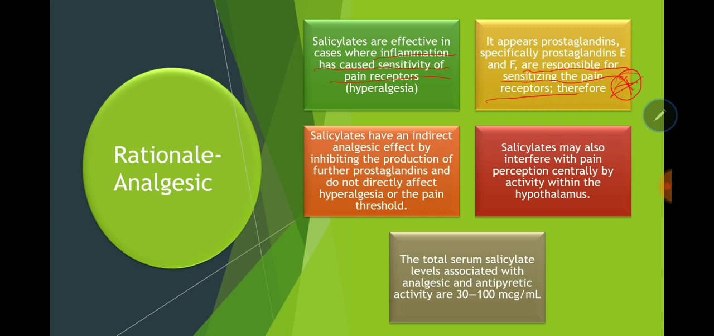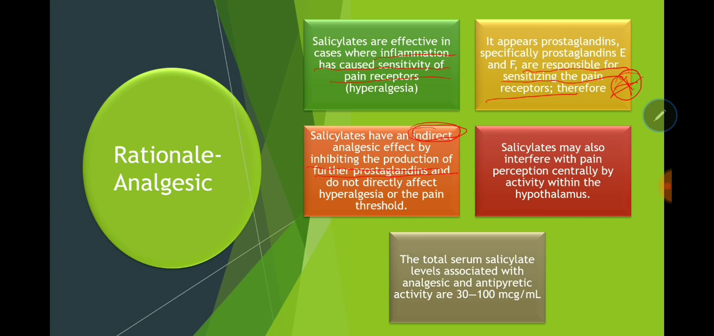Salicylates, okay, they also have an indirect analgesic effect by inhibiting the production of prostaglandin. All right, so it's an indirect effect. So the analgesic part of aspirin as a painkiller, it is indirect. Okay, it does not directly affect hyperalgesia or the pain threshold.